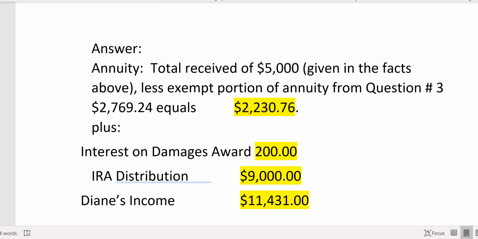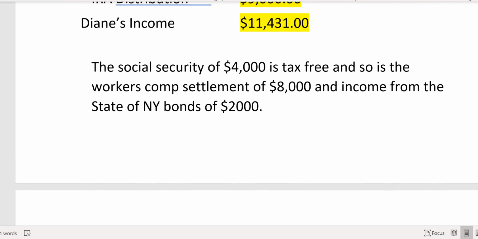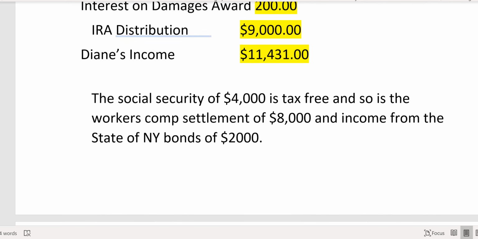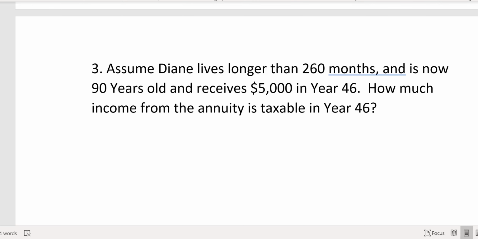None of the Social Security benefits would be taxable because she's not even close to the limit for that. So the Social Security of $4,000 is tax-free. So is the workers' comp settlement of $8,000, and the interest income from the state of New York bonds of $2,000. That's municipal bond interest. That's tax-free as well.